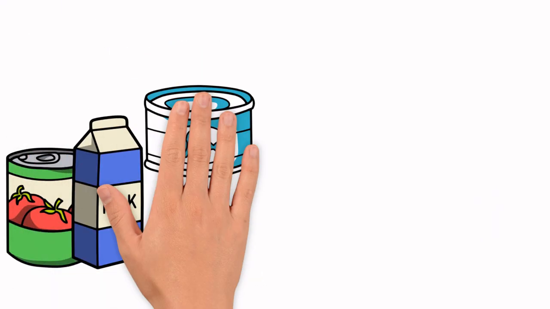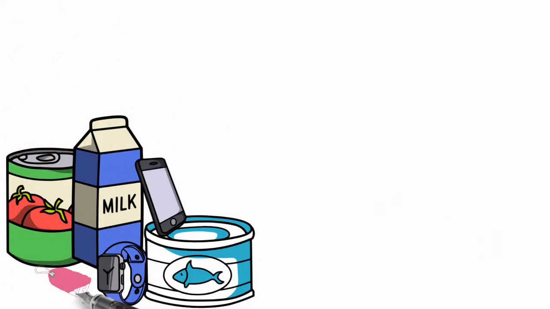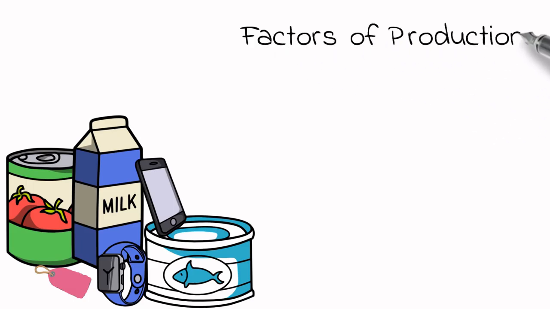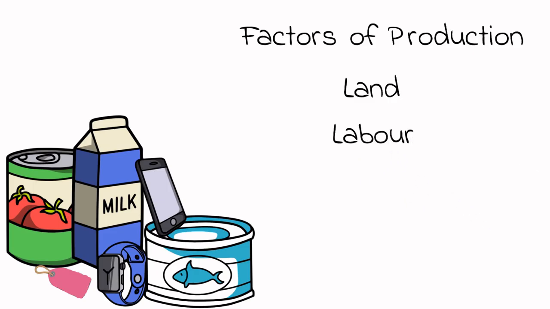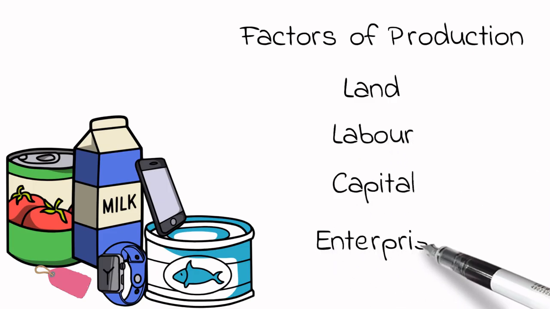It turns out, behind every product we buy, there are 4 key ingredients called the factors of production. These are land, labor, capital, and enterprise. Let's break them down one by one, using simple examples from Mark's farm in Oceanville.